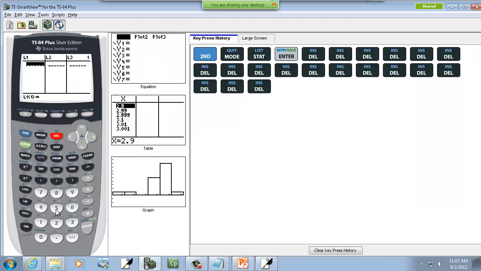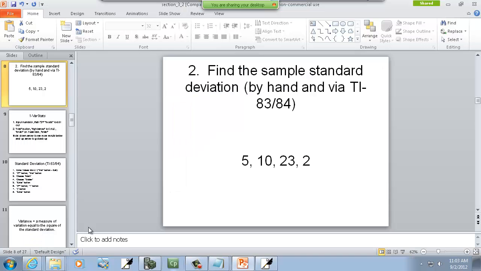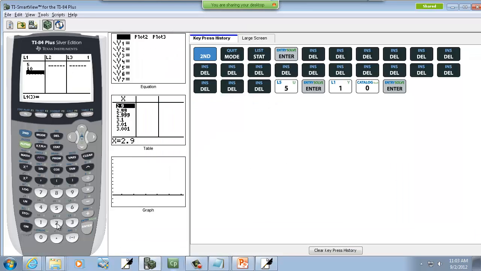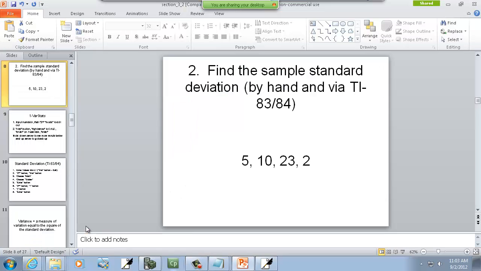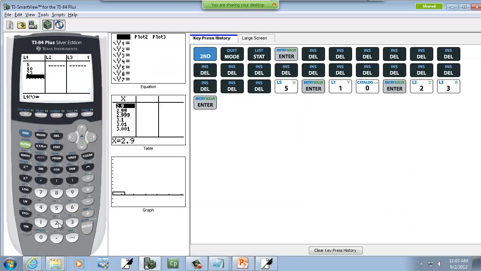Okay, so then we'll put in 5 inner, 10 inner, 23 inner, and 2 inner. Now this is our steps from the last section, 1-Var Stats. So do second mode to exit out.